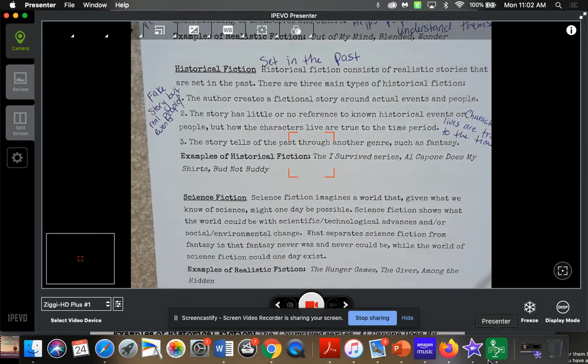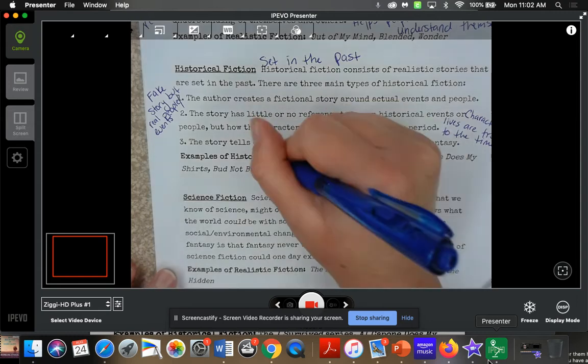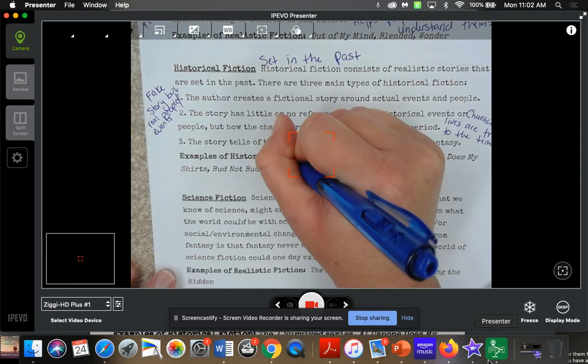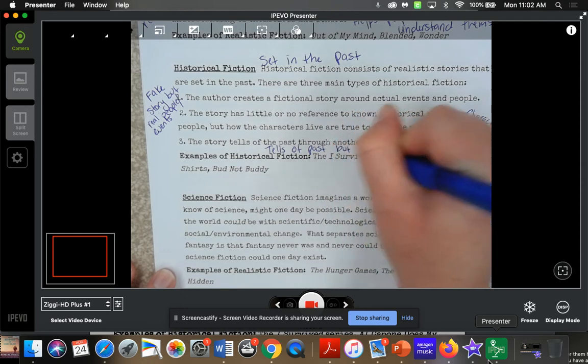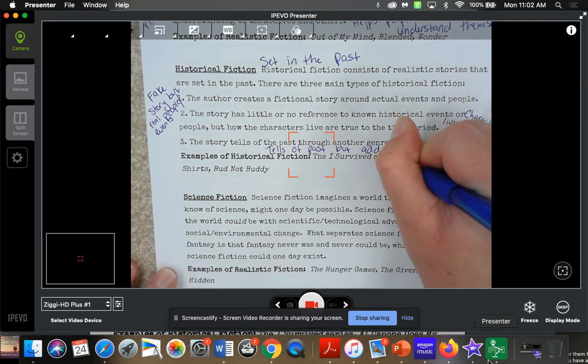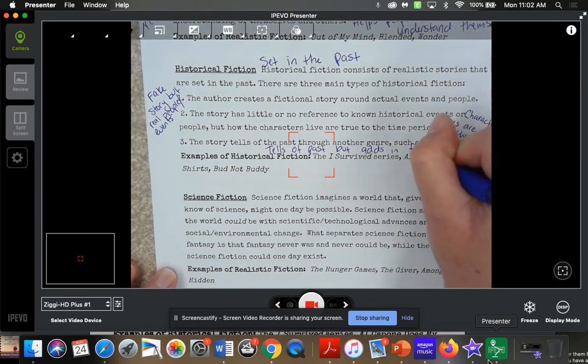And the last one, story tells a past through another genre such as fantasy. So it's telling you about the past, but it's adding in fantasy elements. Okay, so tells of past, but adds in fantasy.